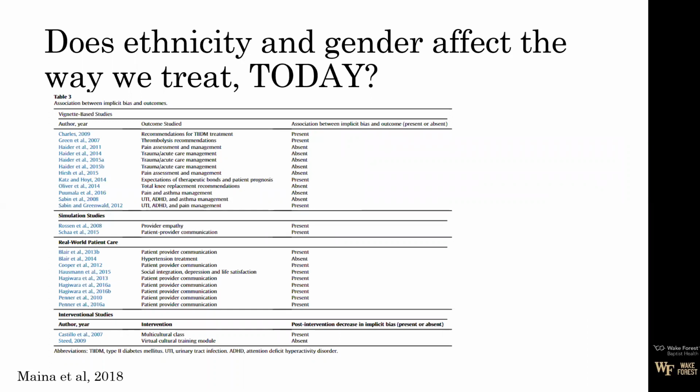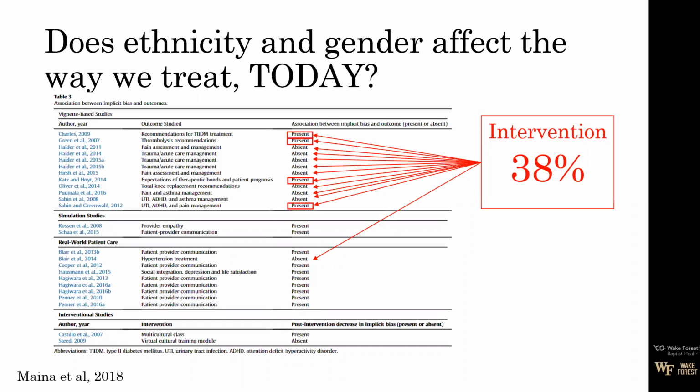Well, we want to look at more data. So in this same study, they looked at a few articles to see in what areas our bias affects interventions and affects the way we communicate. So in all these studies, you could see that in some studies, the bias was present and absent. In 38% of those studies, it showed that the interventions we choose for people are affected by our implicit bias of gender or race.